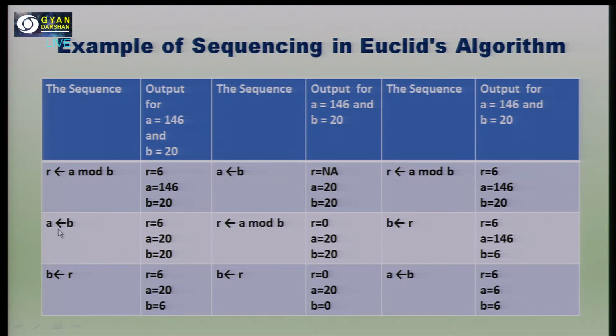All right. The next step in this case is A gets the value of B. So A, which was 146, now gets the value of B. So A becomes 20 and the value of B remains 20. Okay, R remains 6. And then as a final step over here, the value of R is transferred to B. So what we get is that the value of A becomes 20 and the value of B becomes 6 in this case. All right.